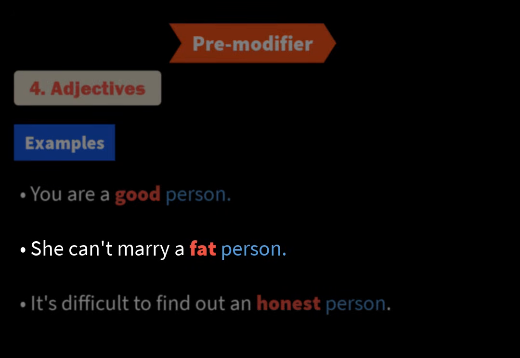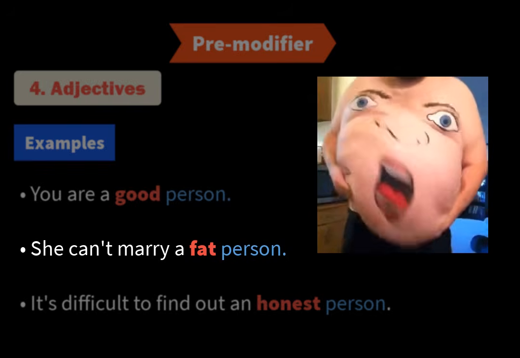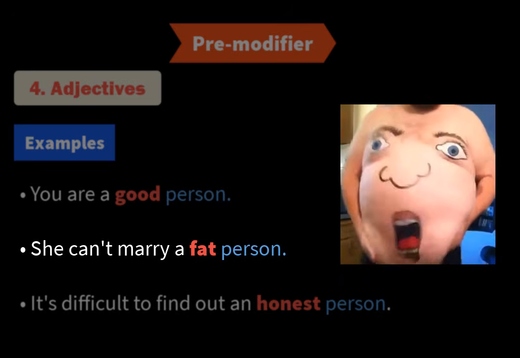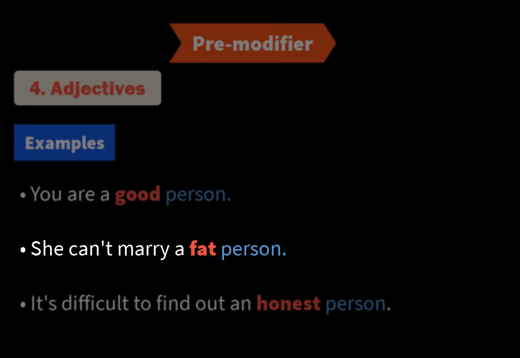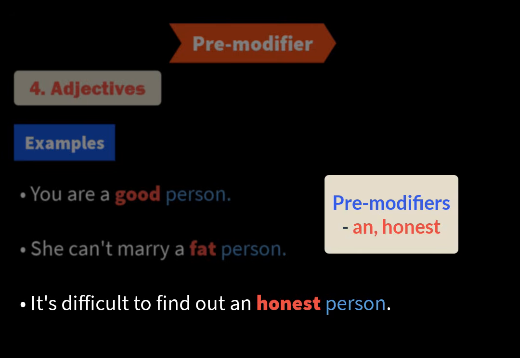She cannot marry a fat person. What kind of a person she cannot marry? Fat person. A article, fat adjective, person noun. So fat is the adjective here, modifying the noun person. What kind of a person she cannot marry? Fat person. It is difficult to find an honest person, which is quite true because everybody lies. So honest is an adjective here, modifying the noun person, giving information about it. What kind of a person is difficult to find? A person who is honest, an honest person.